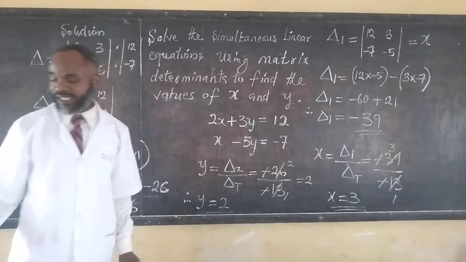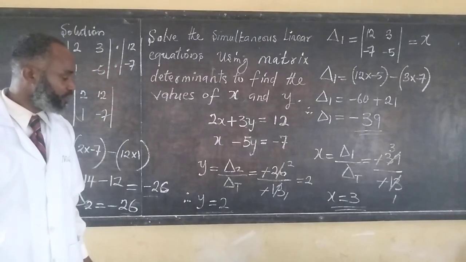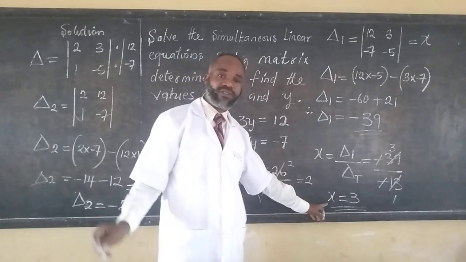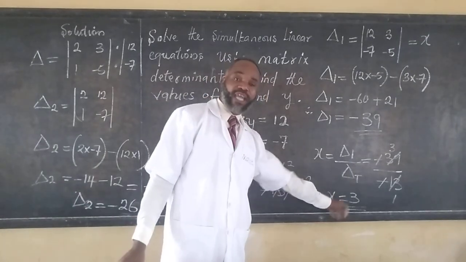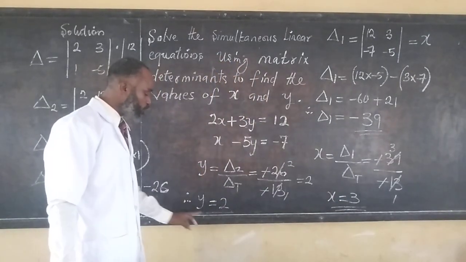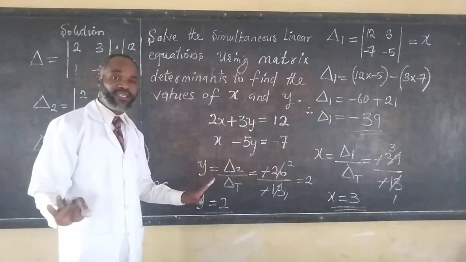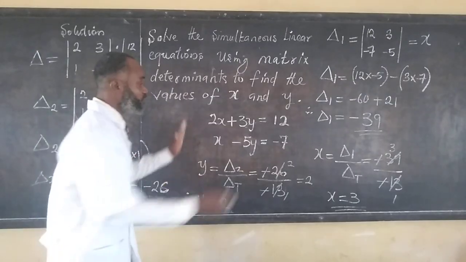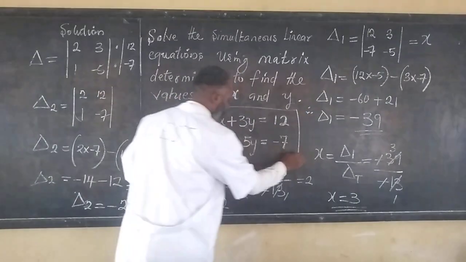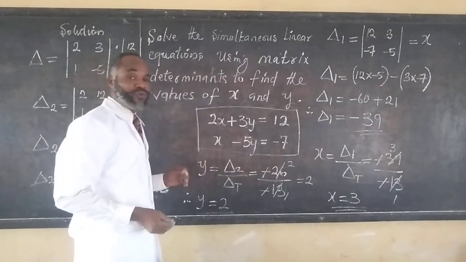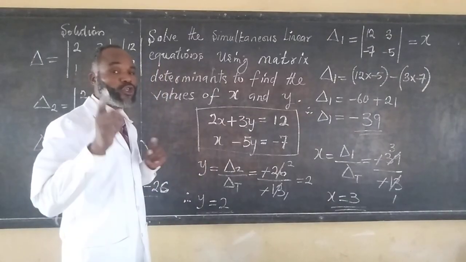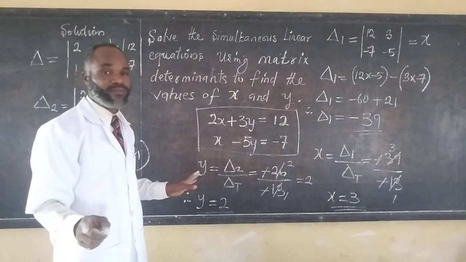So we have successfully found the value of x to be 3 and the value of y to be 2, respectively. That's solved. This set of simultaneous matrix equations has been solved using the determinant method.